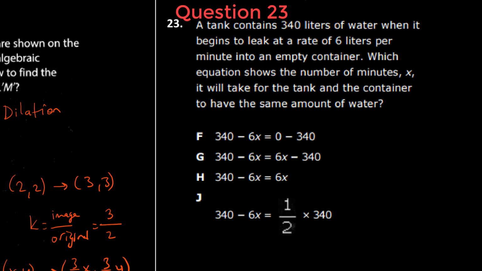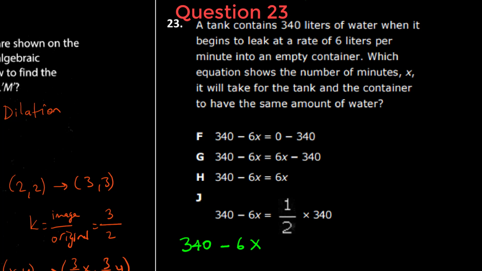Question number 23. A tank contains 340 liters of water when it begins to leak. So the water is going to be going down at the rate of 6 liters per minute into an empty container. Which equation shows the number of minutes, x, it will take for the tank and the container to have the same amount of water? So the amount of water we will have in the tank can be represented by an expression. It starts with 340, and then we are going to take away 6 each minute. So the number of minutes is x here. So I'm going to multiply -6 by the number of minutes here. So that's the amount of water that will be contained in the tank.